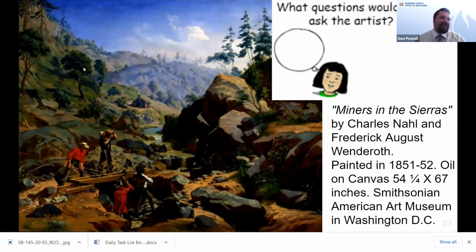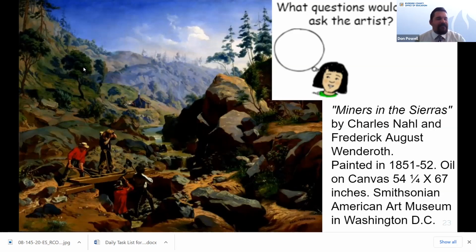Like, what is that guy drinking? Why is he drinking? Why are 2 of the miners wearing red? Did these guys strike it rich? What happens with that? Why did they choose to paint it the way that they did? Do you think that the miners might live in that cabin over there? Is somebody living in that cabin?